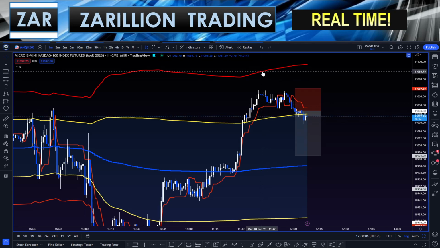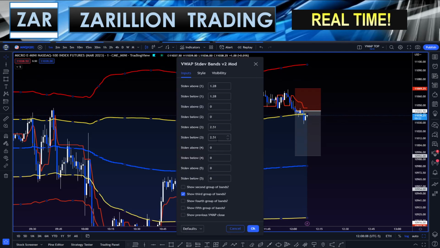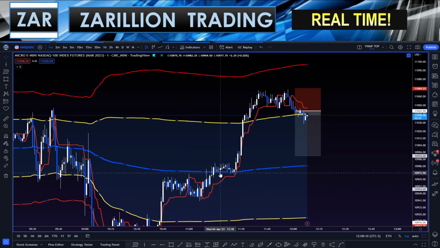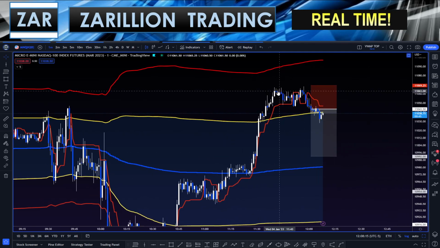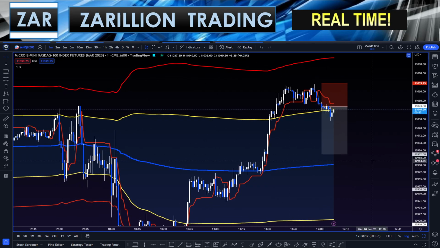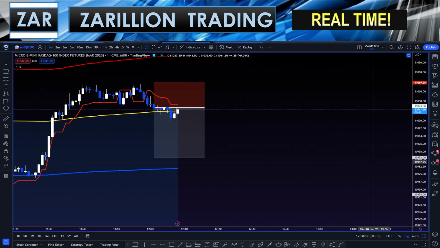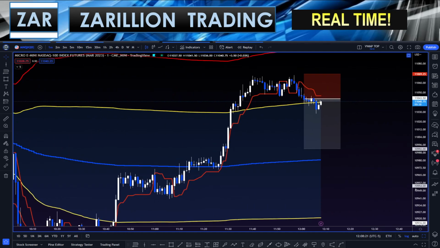Again, my settings on VWAP are 2.51, really 2.5, give or take. And so we're basically at 2 standard deviations there. And seen again, break of structure, right? So this is very similar to what we saw on the downside.